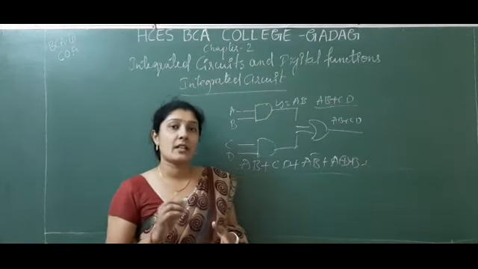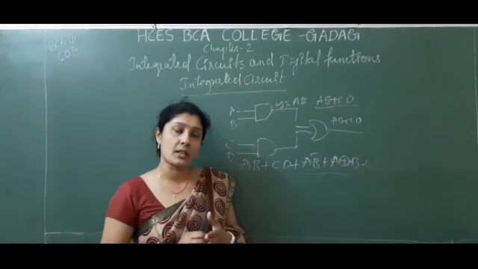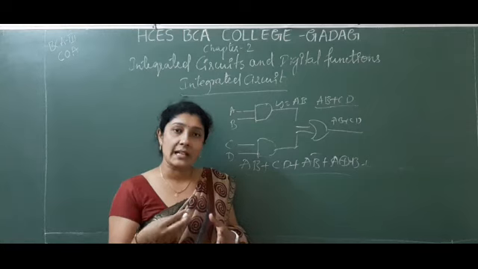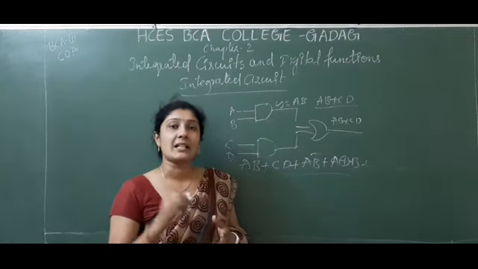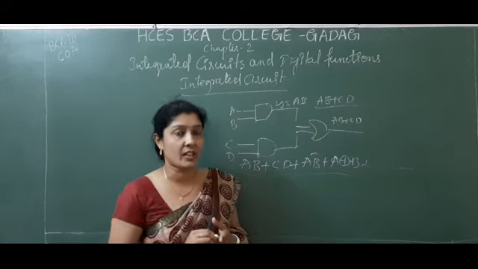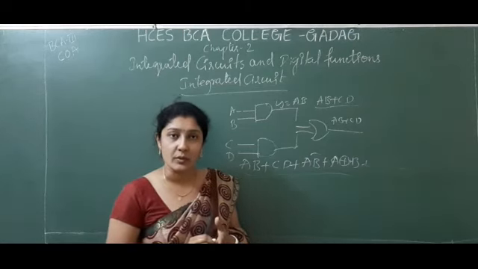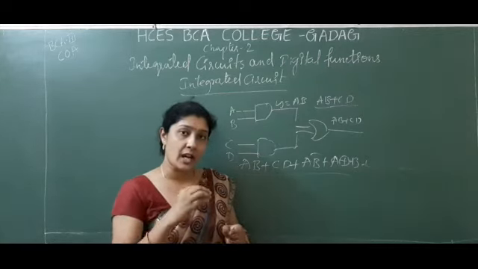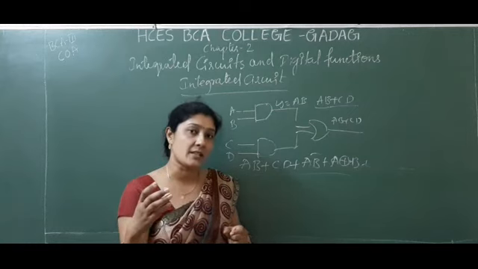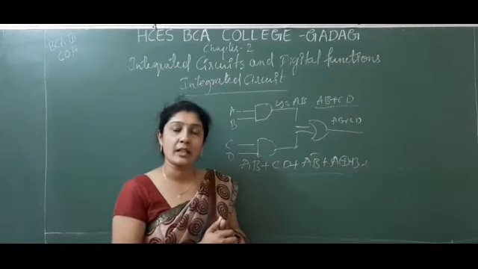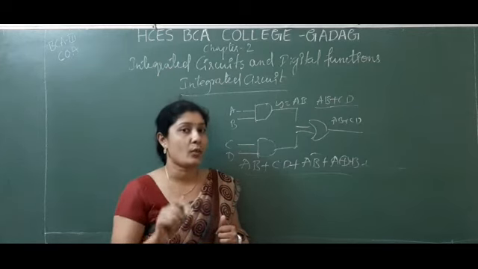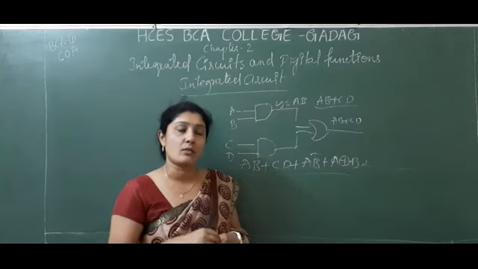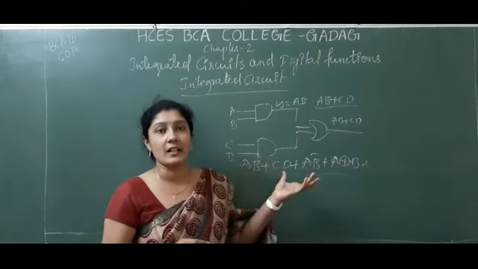So what is an integrated circuit? An integrated circuit is nothing but complex logic circuits miniaturized, that is, minimized, with a desired reliability into a single piece of silicon wafer. Once again, what is an integrated circuit? The complex logic circuits are miniaturized with desired reliability into a single piece of silicon wafer. A wafer is nothing but a plate; it looks like a plate. So the silicon wafer is nothing but the integrated circuit.